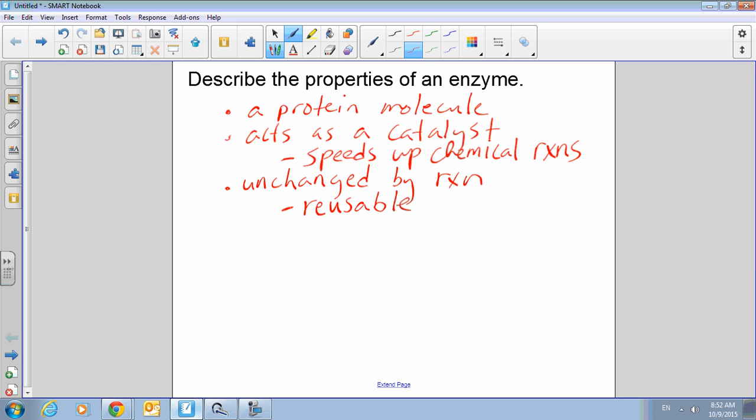The toothpicks, what do those represent in our simulation? And what's that called? There's a name for that, the molecule that the enzyme reacts with. Starts with an S. It's a substrate. So enzymes react with the substrate.